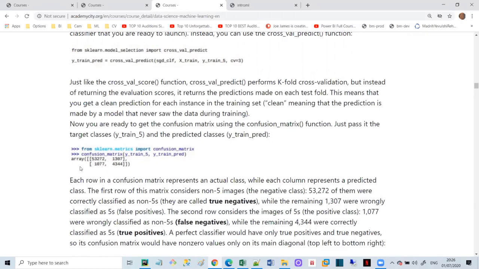In real life, this is not a 5, but he said it is a 5. And here he made another mistake. When it is in real life a 5, he said it is not a 5. So there are two types of mistake that he made. The higher those numbers, the worse is the algorithm. This is what we call a confusion matrix.